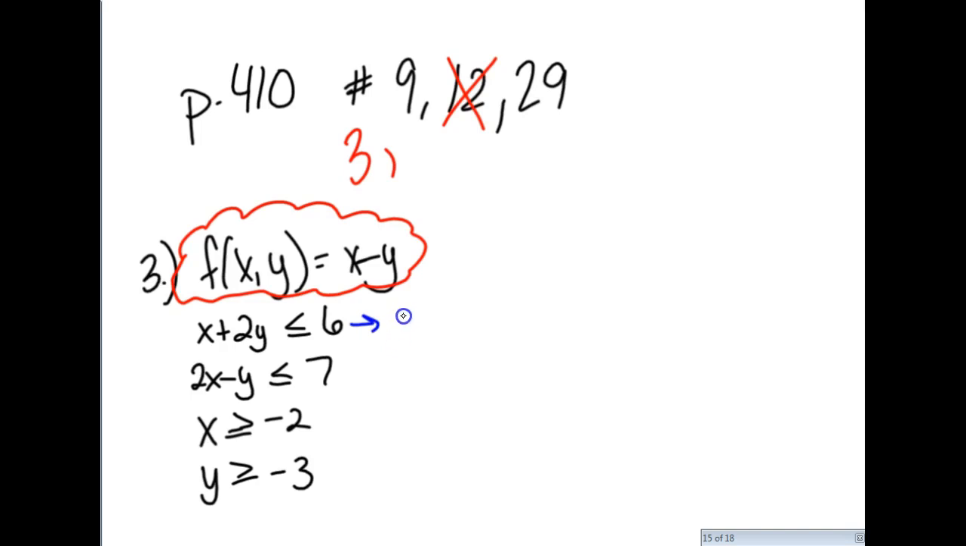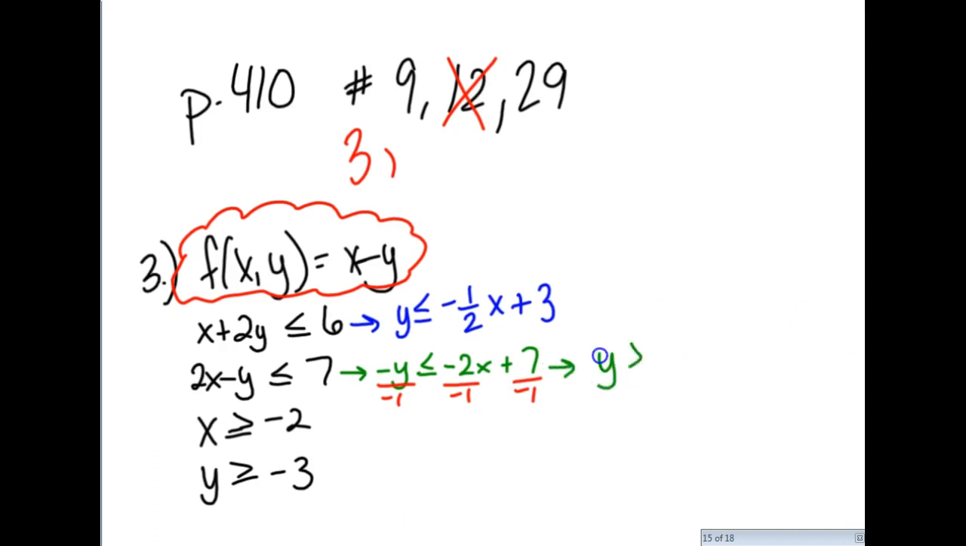So here I'm going to subtract the x and divide by 2. So this inequality becomes y is less than or equal to negative 1/2 x plus 3. Now be really careful on this next inequality. You're going to subtract 2x, but you still have a negative in front of the y. So I need you guys to pull out a rule from long ago algebra. What happens on our next step when we divide everything here by a negative 1? The sign reverses. So this inequality actually becomes y is greater than or equal to positive 2x minus 7.